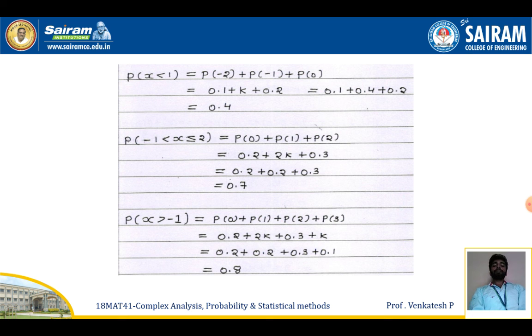The last one is p of x greater than -1. Since it is greater than -1, the range of x will be 0, 1, 2, 3. So we are supposed to estimate the sum of p of 0, p of 1, p of 2, p of 3. If I replace the data from the table along with k is equal to 0.1, the solution will be 0.8.